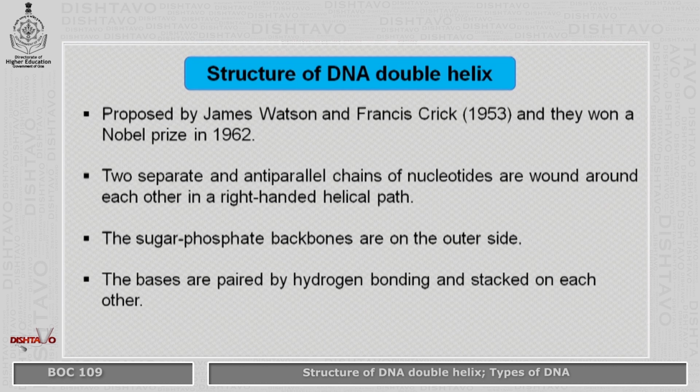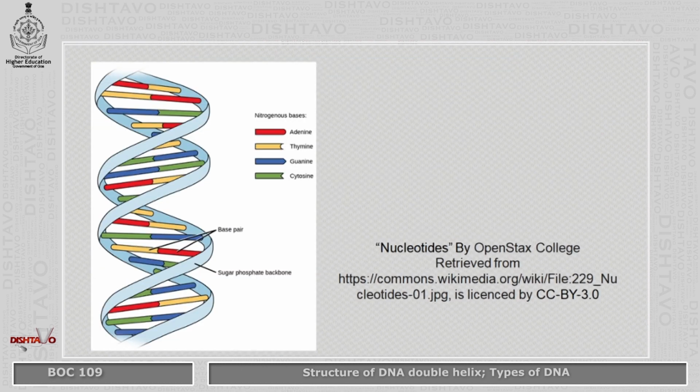Two separate and antiparallel chains of nucleotides are wound around each other in a right-handed helical path. A nucleotide is made up of a nitrogenous base, sugar and a phosphate group. The sugar-phosphate backbones are on the outer side, and the nitrogenous bases are paired by hydrogen bonding and stacked on each other. This is an image which represents the DNA double helix. The light blue color strip represents the sugar-phosphate backbone, which is on the outer side, and on the inner side you will find the nitrogenous bases.